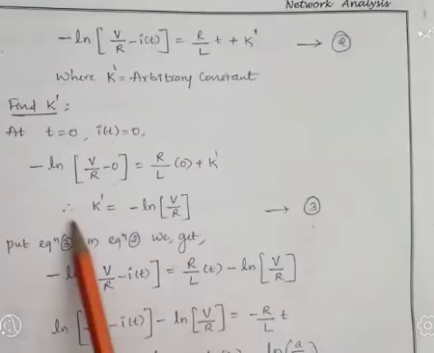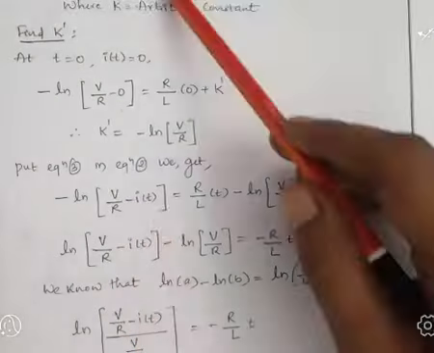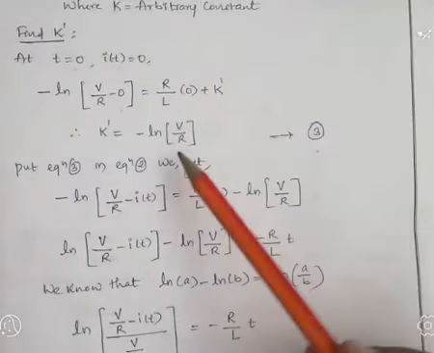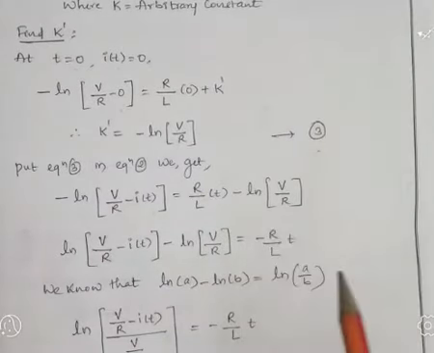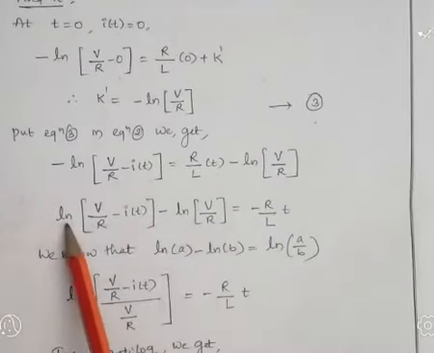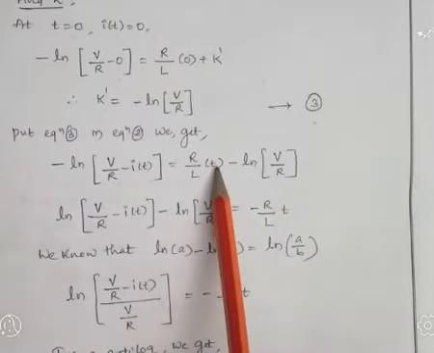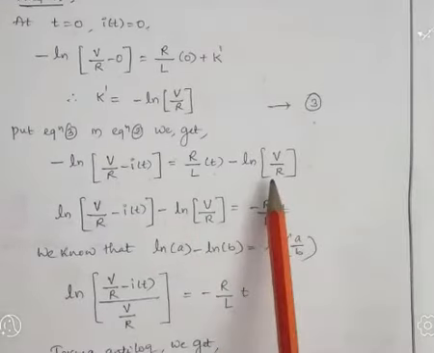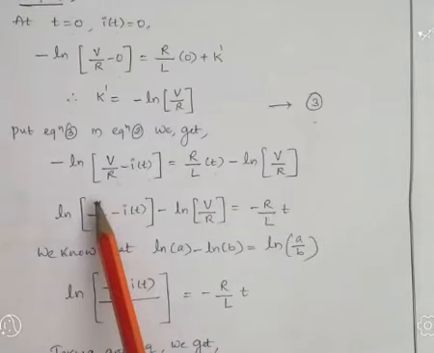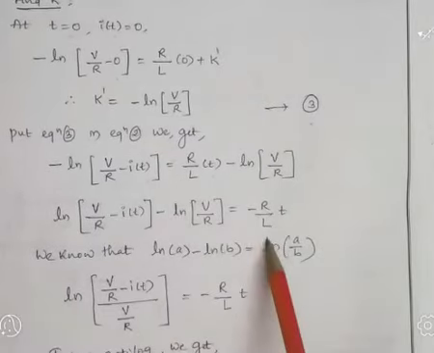Now substitute this equation in equation number 2. So what are we getting? Minus ln of (V by R minus I(t)) is equal to R by L t plus K dash, which is minus ln V by R. Now rearrange the terms. This one I will take towards the LHS, and this R by L t term I will take to the RHS. Then it becomes plus ln V by R minus ln of (V by R minus I(t)) equals minus R divided by L into t.